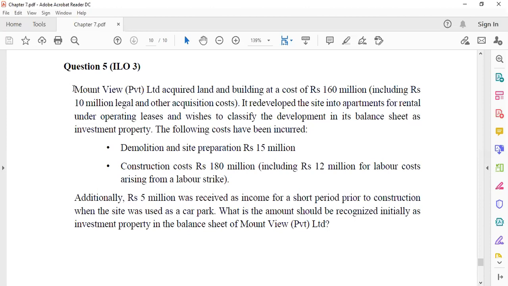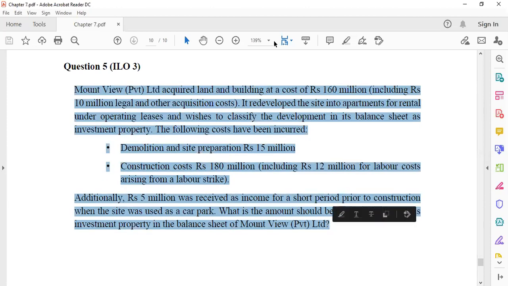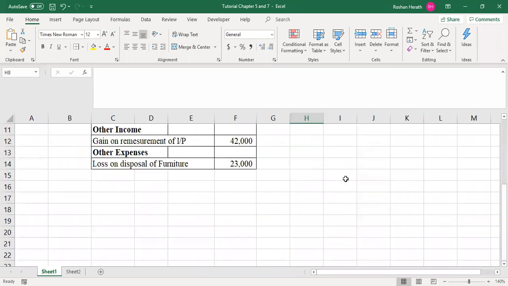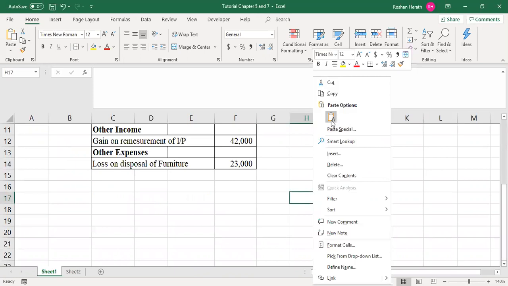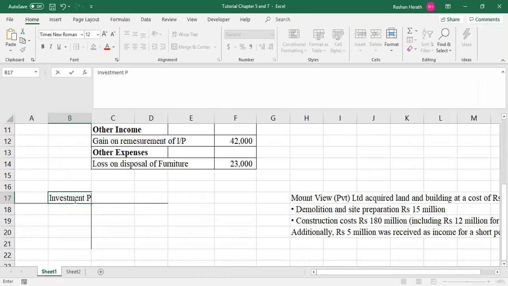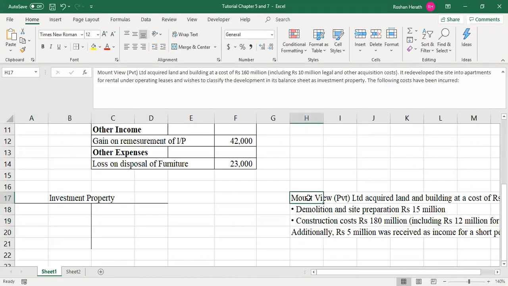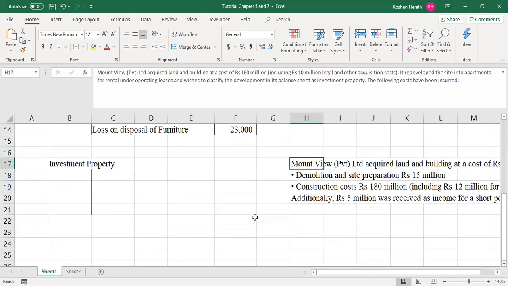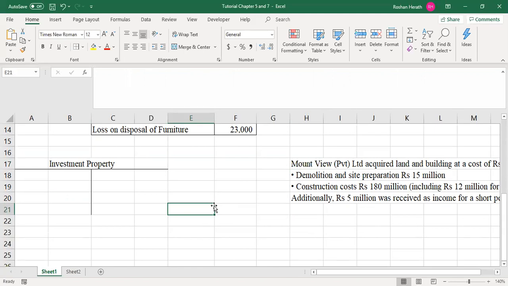Yes, you can try that out. Let me copy the question. So how much cost should you capitalize? That's what the question is about. It's investment property. So let's do this together. How about the 160 million that you incur for the acquisition, can we take that? Can we capitalize that? The 160 million, the acquisition cost that you incur.